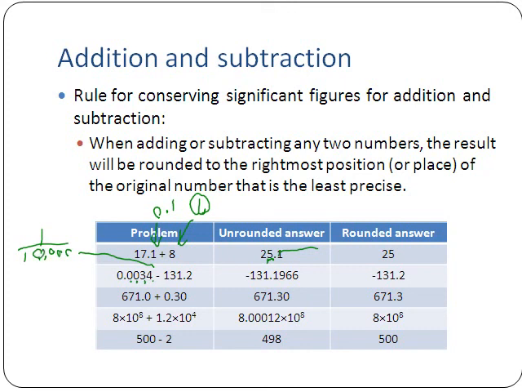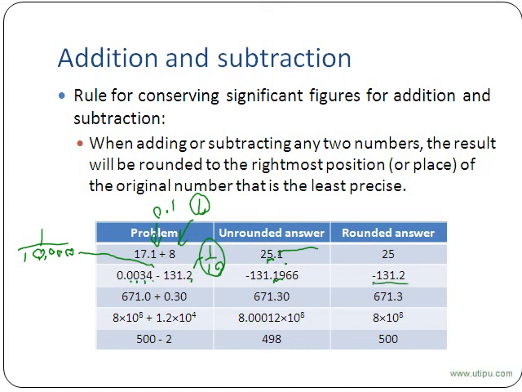On our next one here, 131.2, the last place is the tenths place right there. Which one of these is going to be the least precise? Well, measuring to the nearest tenth is less precise than measuring to the nearest ten-thousandth. So we're going to go to the tenths place. The tenths place is right there, the 0.1. The 9 that goes after it is going to make it round up. So we're going to end up with negative 131.2 as our final answer there.